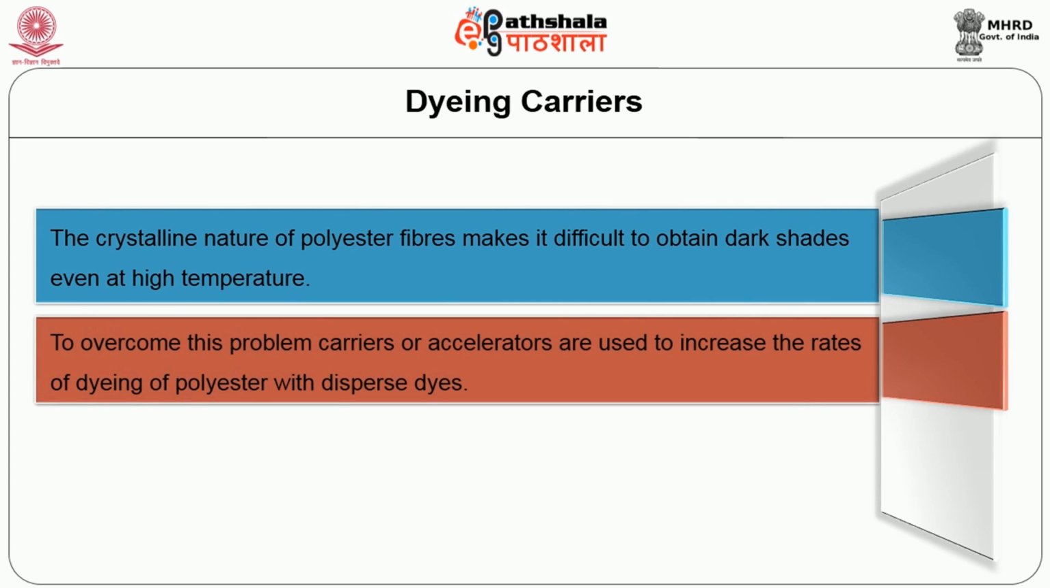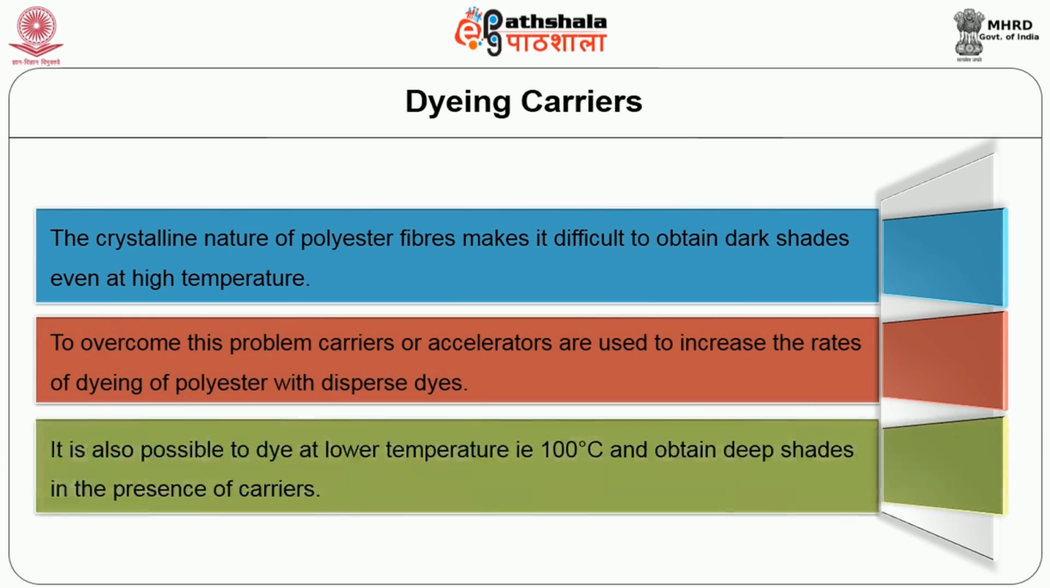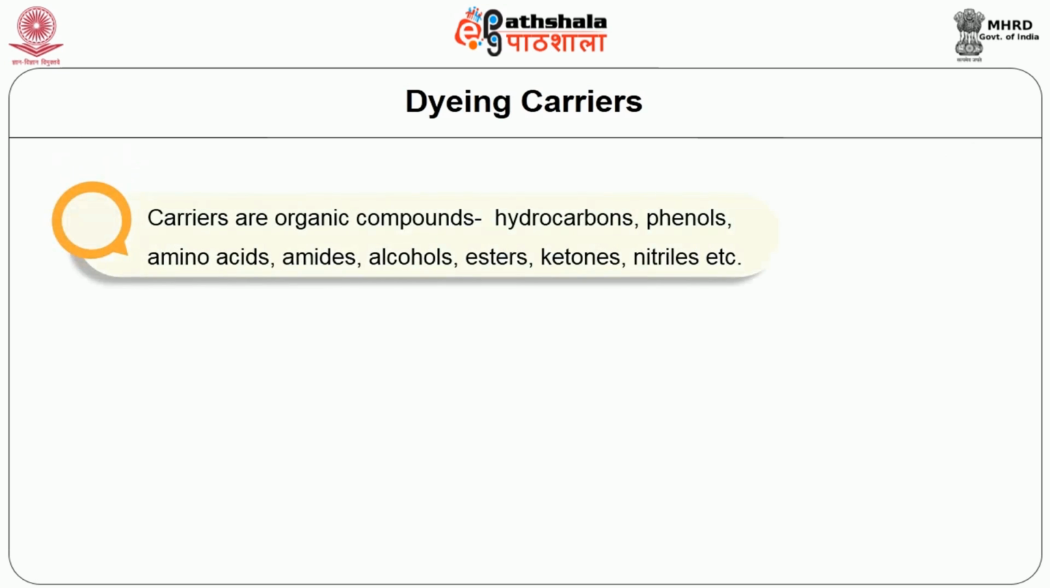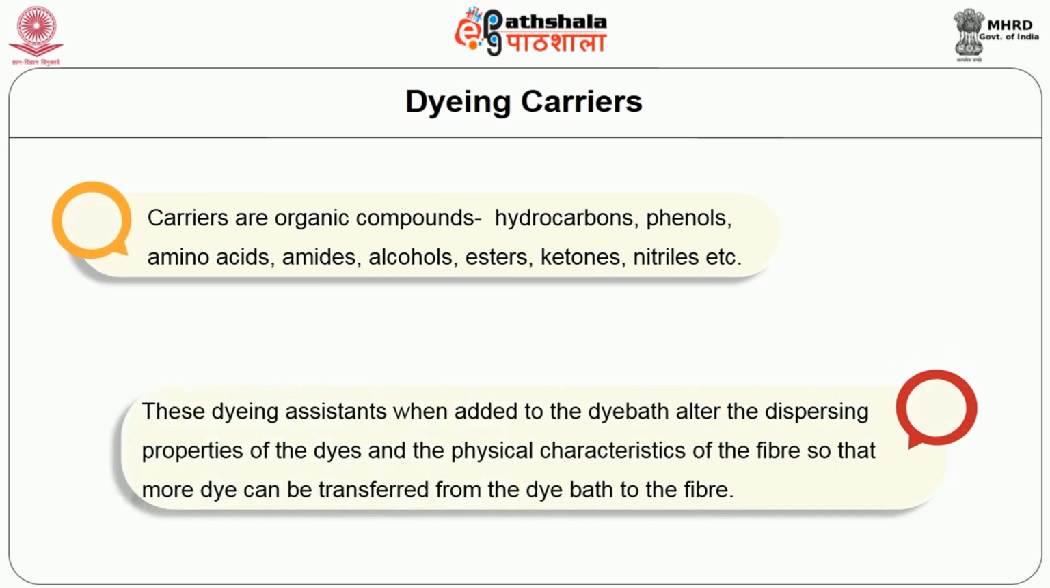temperature. To overcome this problem, carriers or accelerators are used to increase the rates of dyeing of polyester with disperse dyes. It is also possible to dye at lower temperatures, that is 100 degrees centigrade, and obtain deep shades in the presence of carriers. Carriers are organic compounds, that is hydrocarbons, phenols, amino acids, amides, alcohols, esters, ketones, nitriles, etc.